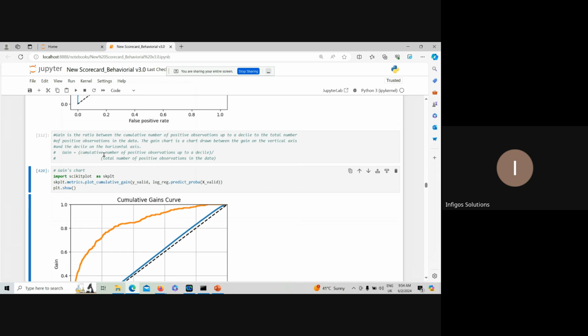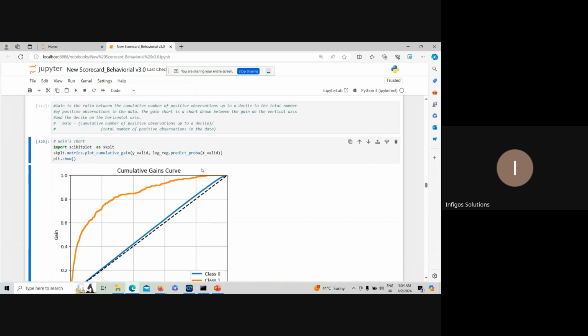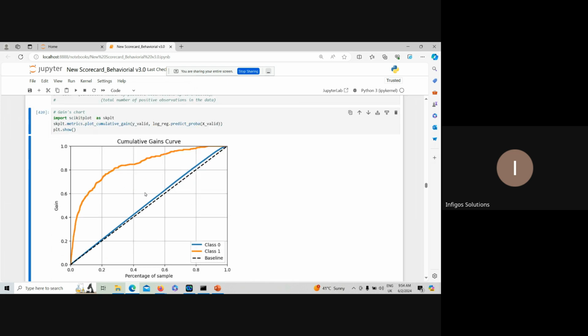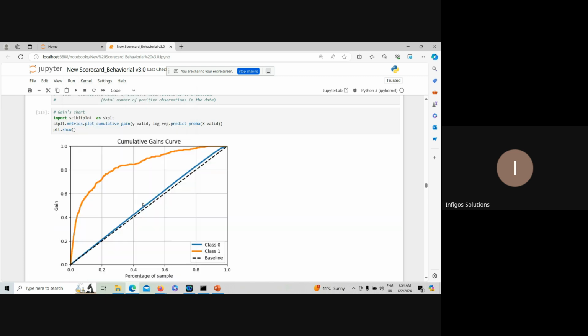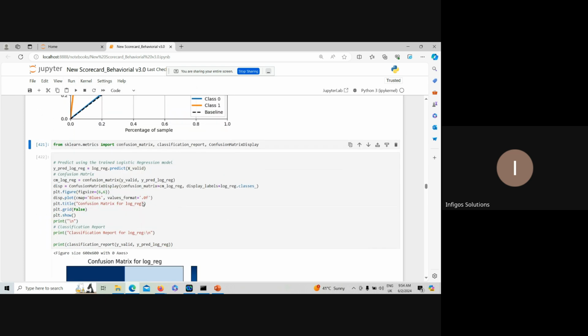The definition of gain is the cumulative number of positive observations up to the decile, divided by the total number of positive observations in the data. For this we have used the scikit-plot library, and using this library we draw it, and it comes out exactly the same. Then we have the confusion matrix.